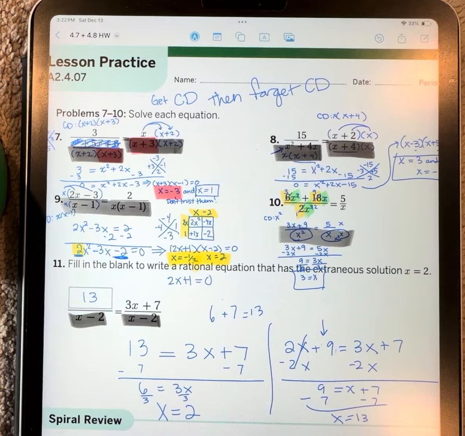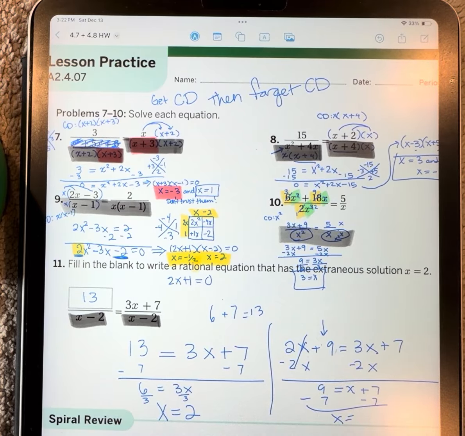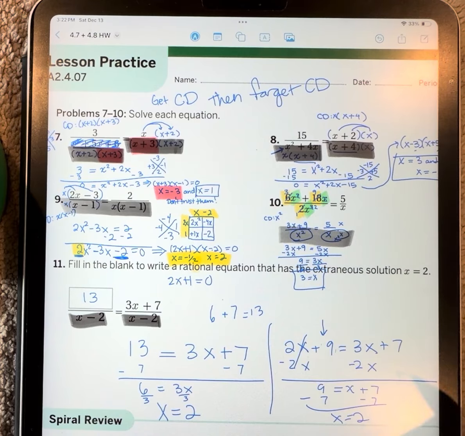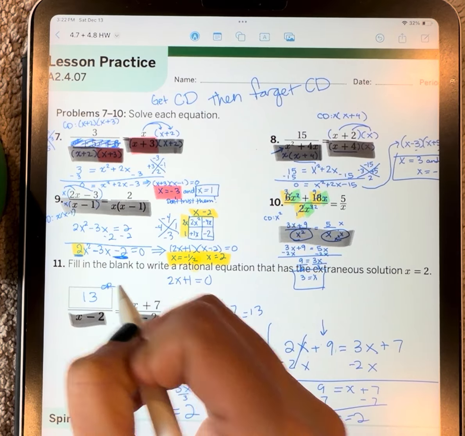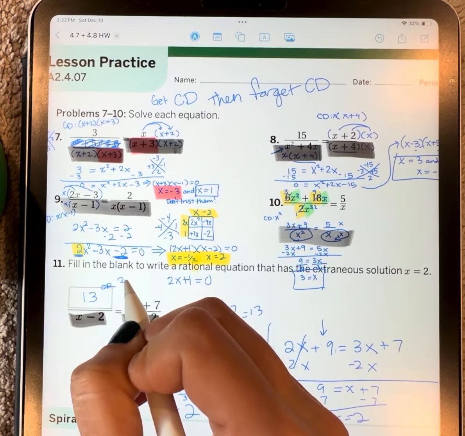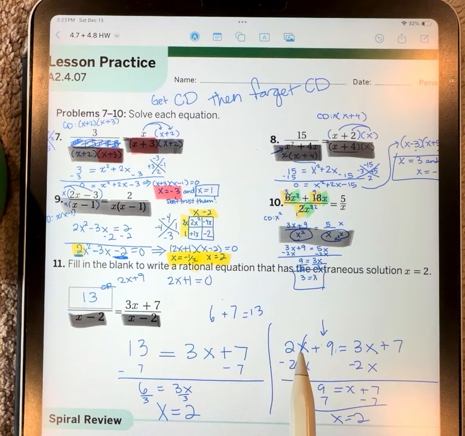Okay. So yeah, minus 7, 9 minus 7 is 2. So you could see this could be 13. Or you could have chosen 2x plus 9. Or you could have put 3x or 4x or 8x or 19x and then chosen that number to make this happen, okay? So the possibilities are endless. Do whatever you want, all right?